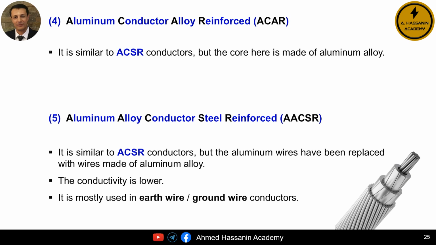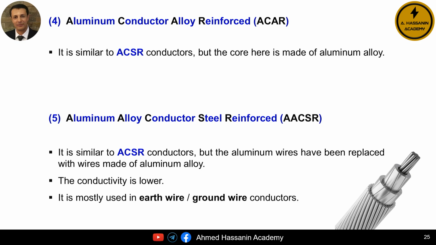The fifth type of traditional conductor used in overhead transmission lines is the aluminum alloy conductor steel reinforced, AACSR. This type of conductor is also very similar to ACSR conductors since both types contain a steel core. However, the difference between AACSR and ACSR conductors is that the outer aluminum wires in ACSR are replaced by aluminum alloy wires in the AACSR type. As mentioned earlier, the aluminum alloy is composed of aluminum, magnesium, and silicon.